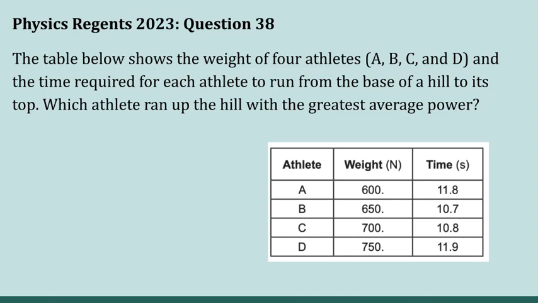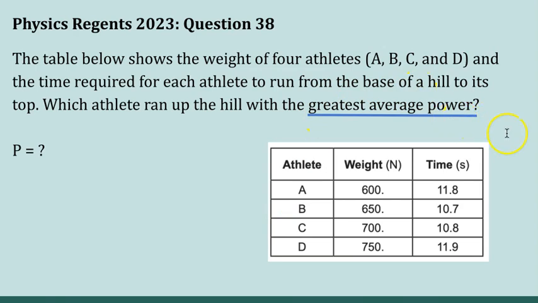Which athlete ran up the hill with the greatest power? So I'm starting to think maybe I can use the comparison method because we're definitely comparing 4 different athletes. The only thing that's giving me trouble is these aren't easy comparisons to make. It's not like I can clearly see that something doubled or tripled. 600 to 650 is not like an obvious number for me. So maybe I'll be able to use it, maybe not. But let's start by annotating.